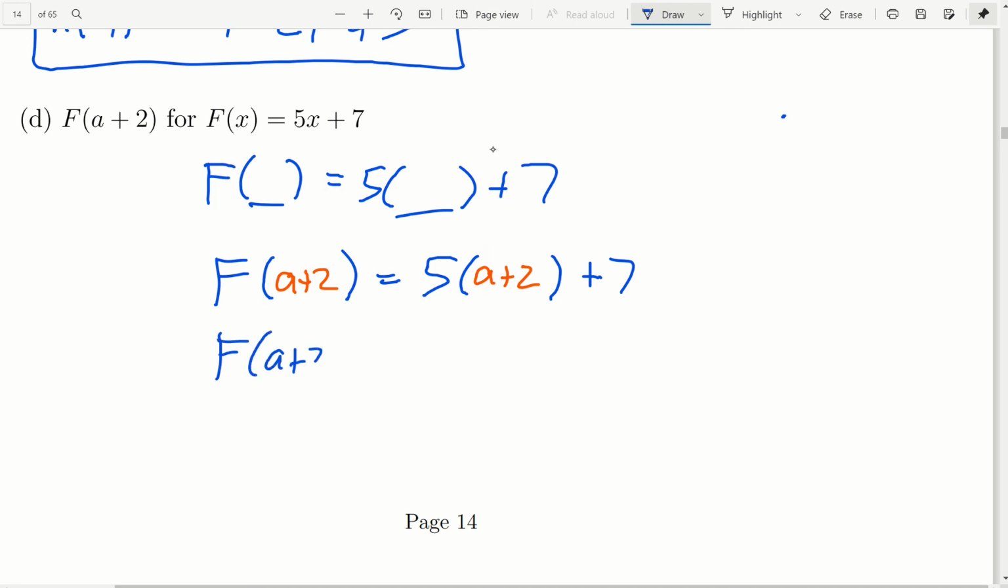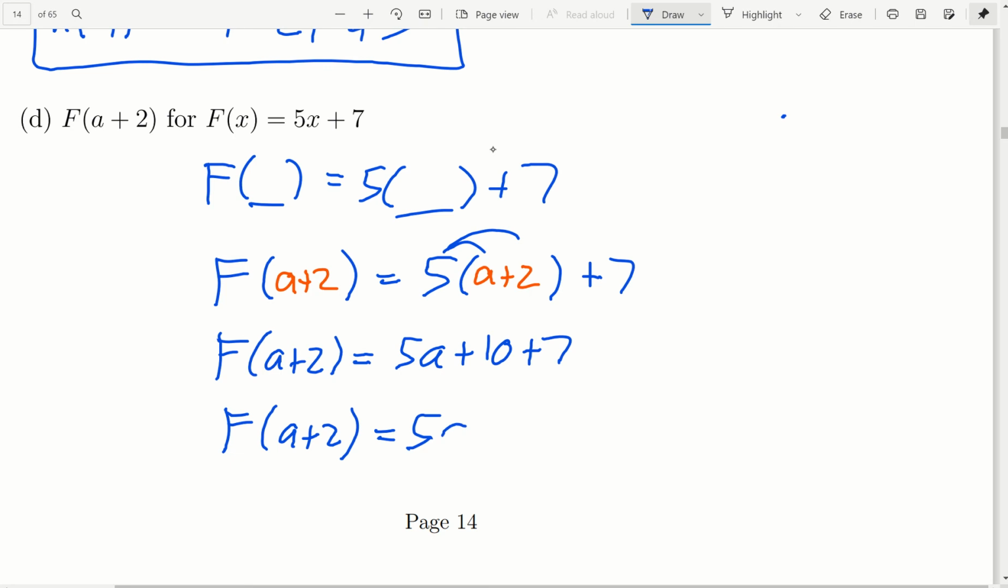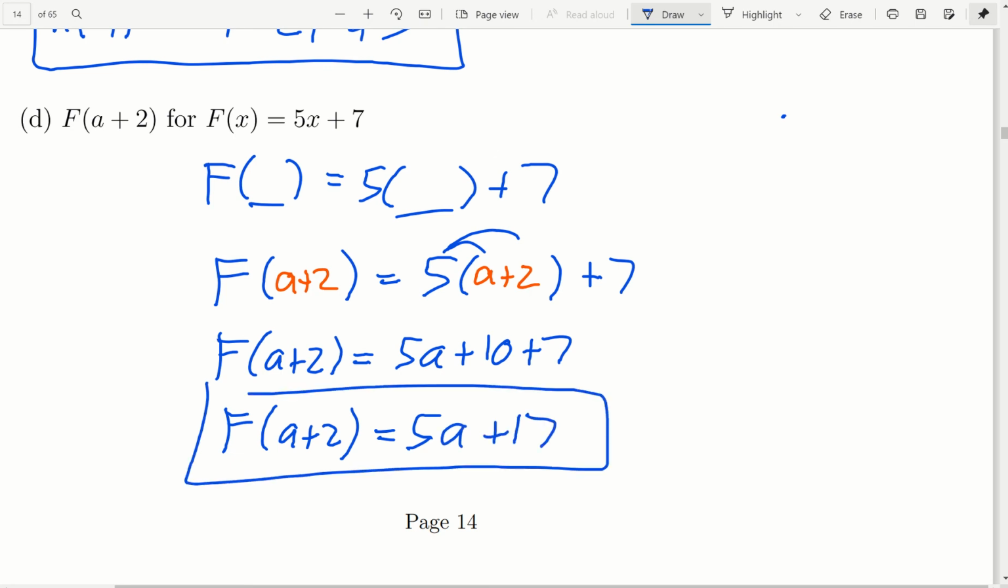Now that we have it substituted in, let's try to simplify this. We can distribute the 5 through. This will give us 5a plus 10 plus 7. And then lastly, we can combine some like terms. 10 plus 7 gives us 17. So f of a plus 2 is equal to 5a plus 17.